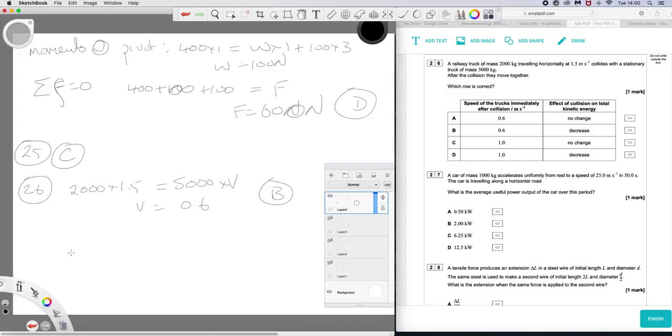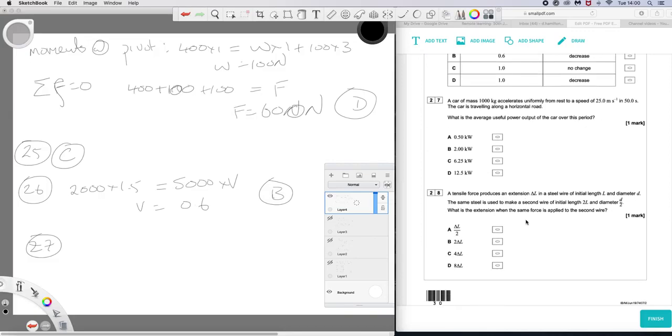27. We have a car of mass 1,000 kilos accelerating uniformly from rest to 25 meters per second in 50 seconds. What's the average useful power?